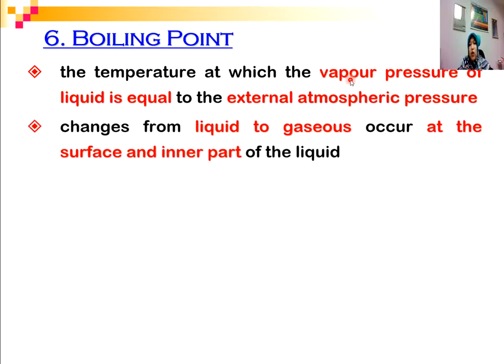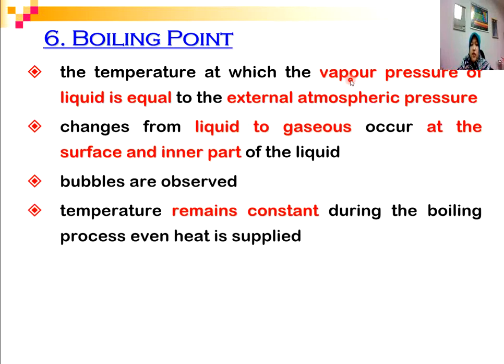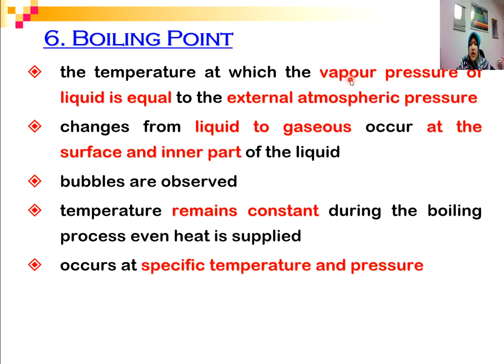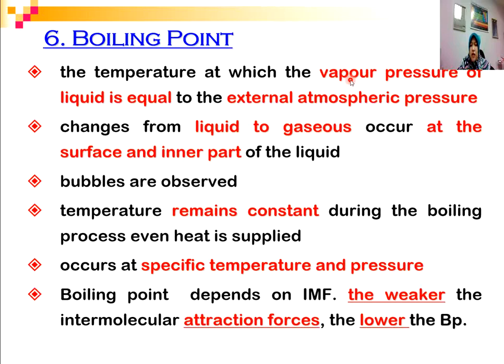So boiling is a process of change from liquid to gas that occurs at the surface and inner parts of the liquid. During this boiling, we will observe bubbles in the liquid. If we continuously supply heat to the liquid that has boiled, then we will observe that the temperature remains the same. And this boiling occurs at a specific temperature and pressure.